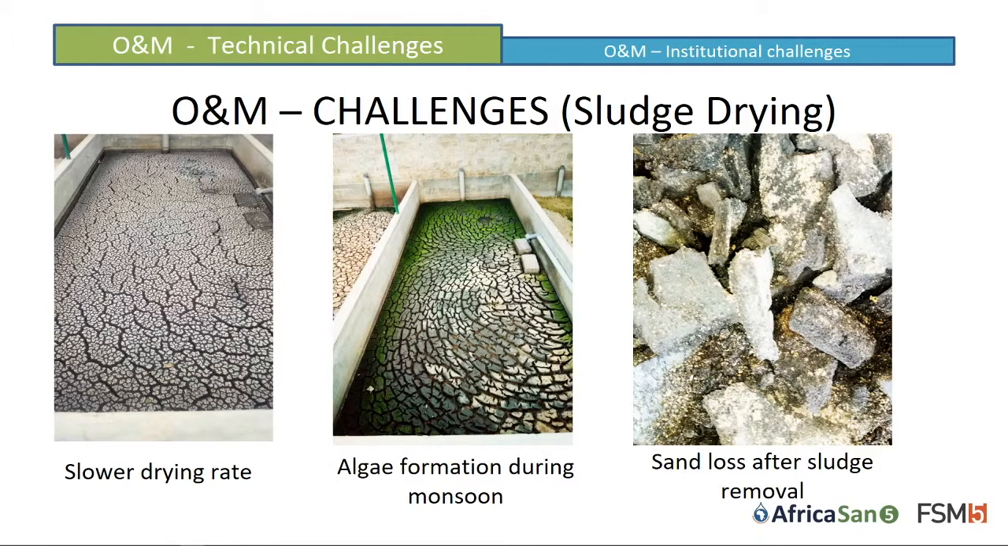The other challenges were on sludge drying. Mostly, slower drying rates were noticed, and there was algae formation on the sludge, and a lot of sand loss. Whenever we harvest the sludge from the drying beds, a lot of sand loss has been noticed.